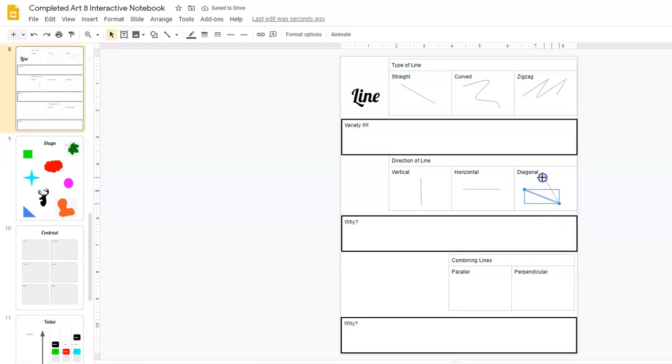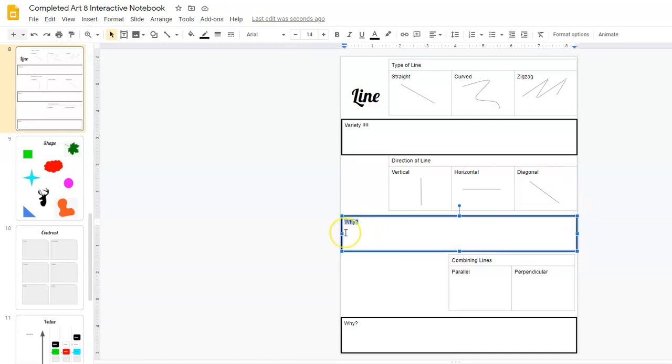So it can go all the way up to almost vertical, and it can go all the way down to almost horizontal, and literally any of these in between. Those are all diagonal. Why is this important? Because vertical and horizontal are static. They're stationary lines, not moving, which can be boring. Sometimes that's what you want. It's a very calming effect, but they don't move around much.